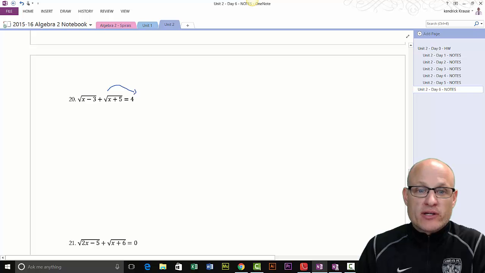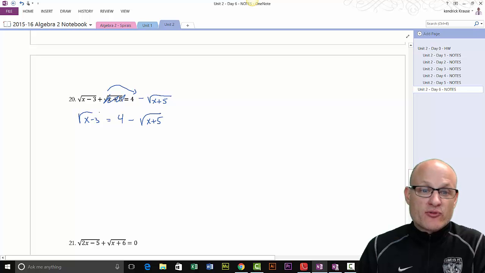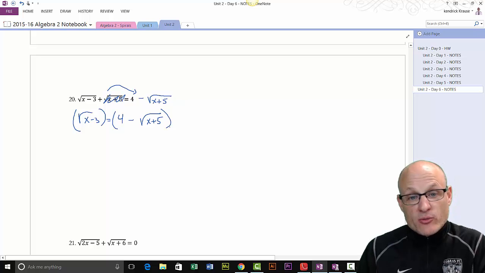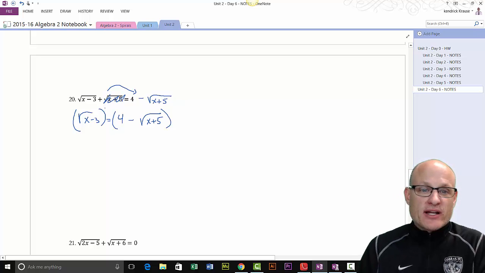We're going to move this over here and make it minus radical x plus 5. So now I have radical x minus 3 equals 4 minus radical x plus 5. Next step, square both sides. This is a binomial. It's going to require some work. So on the left side, it's easy. We just square it. The square root and the square cancel. We're happy about that. We get x minus 3.